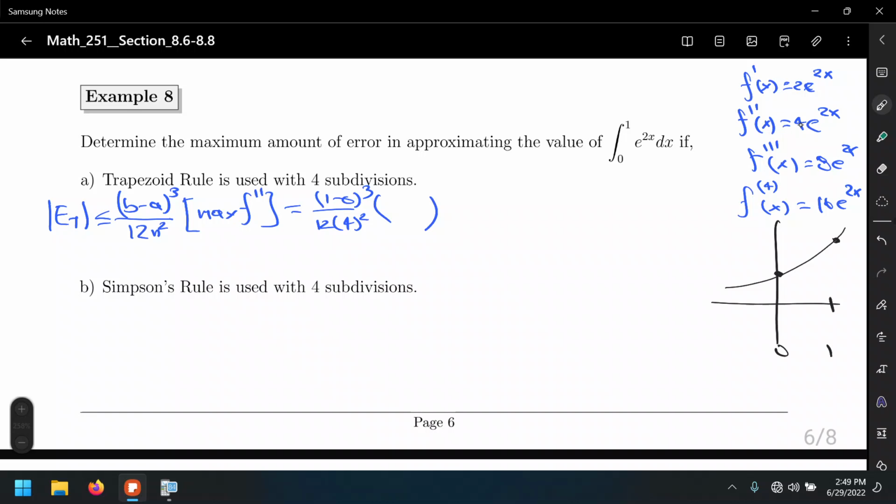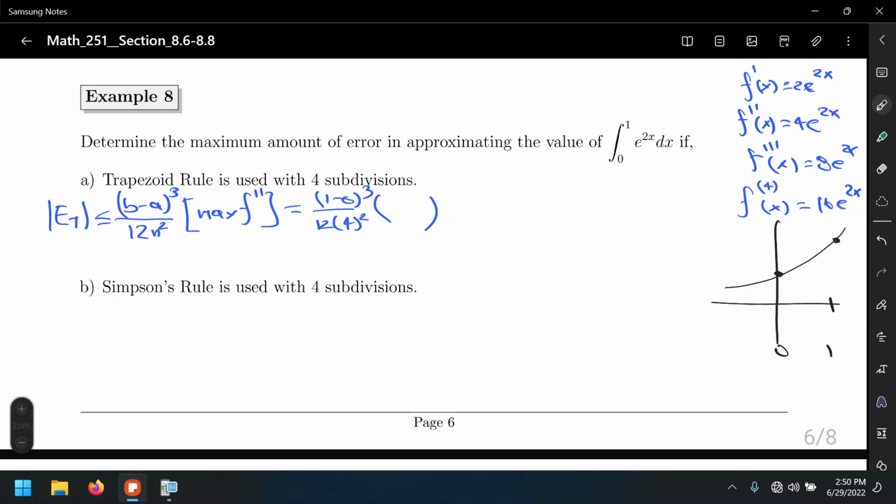Okay, let's look at the second derivative. The second derivative evaluated at 0 would give me 4 times e to the 2 times 0, which is basically 4 times 1, which is 4. And then if we evaluate at the upper end point, which is 1, that's going to give us another value. The question here is, which one is going to give us the largest value? Evaluating it at 0 or evaluating it at 1?